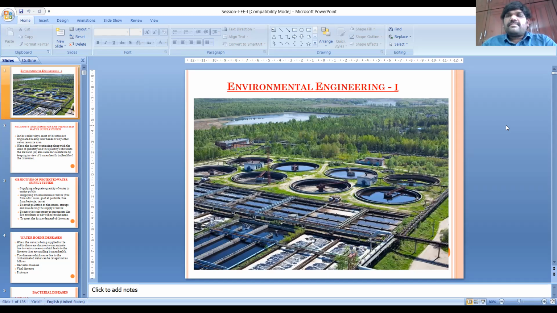When we have a look at the past units, what we discussed so far, we have seen protected water supply, objectives of protected water supply, role of environmental engineer, water demand, per capita demand, design period, and also factors influencing per capita demand. Likewise, we have seen all the basic preliminary information of water resources, or water supply engineering.